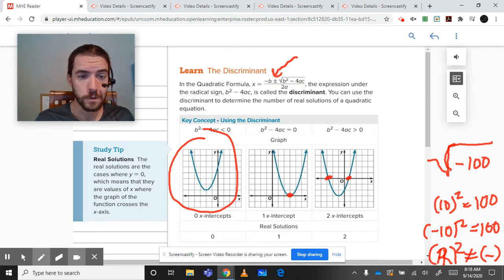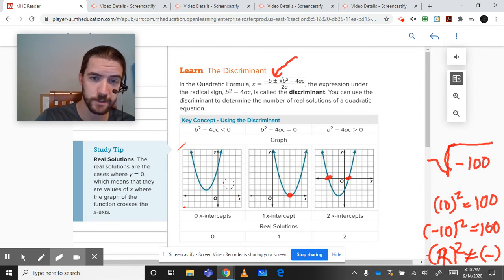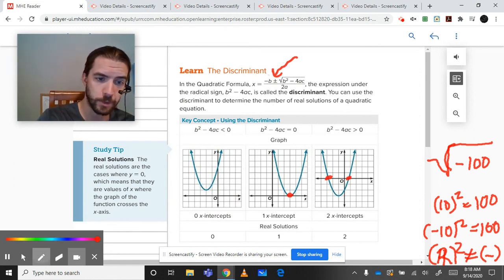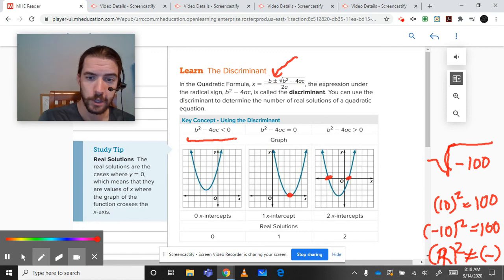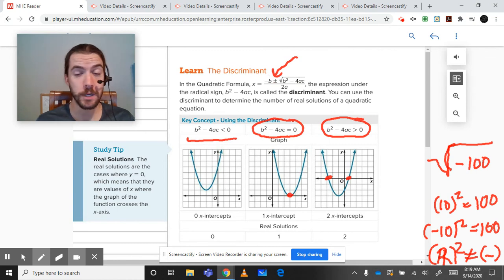Okay, so those are the three situations. It is either that you have no solutions because your discriminant was less than 0. Your discriminant was a negative number. You get one real solution when your discriminant equaled 0. And you get two solutions anytime that discriminant is just some positive number overall.